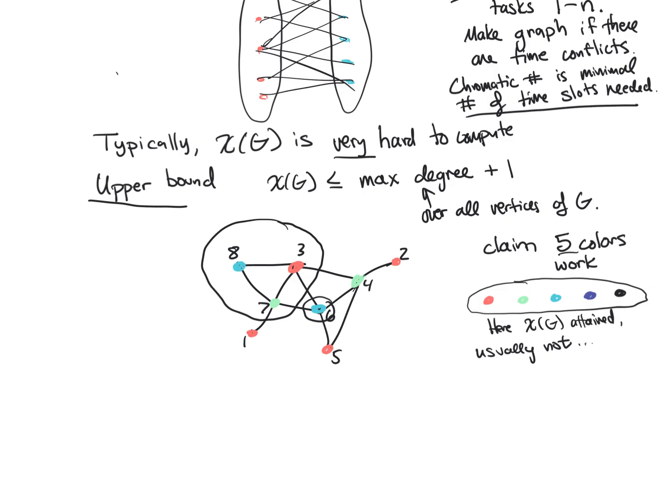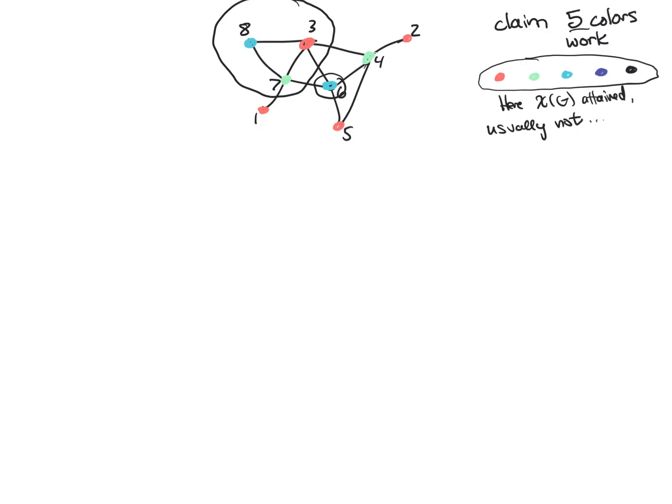I just want to say one more thing. The next question, which I already asked, was: if you have K colors, and K is greater than or equal to the chromatic number, how many colorings are there?